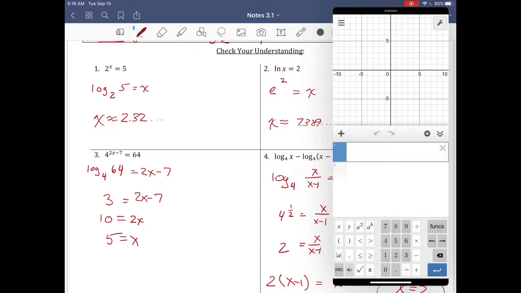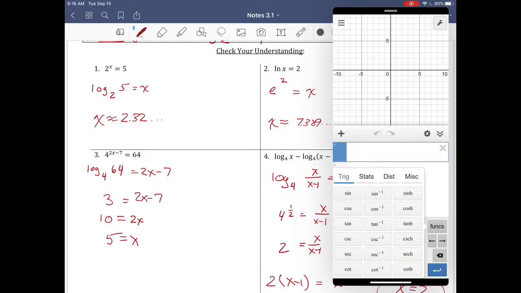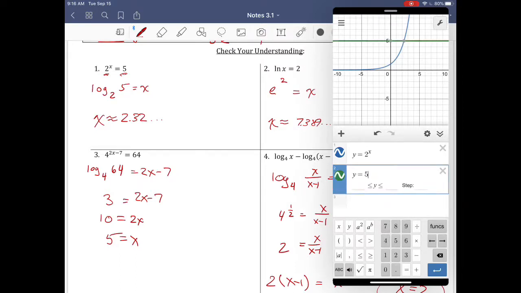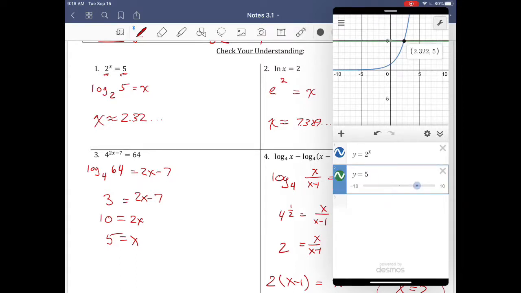Depending on how you're going to do it, I simply did my log base 2 of 5 to get that value. But let us not forget that in this situation, you can always graph both sides of an equation. In other words, y equals 2 to the x and y equals 5, and find the intersection of those two things. That is always a strategy you can use to solve equations. Hopefully you guys talked about that a lot in Algebra 2. Same idea in this one.